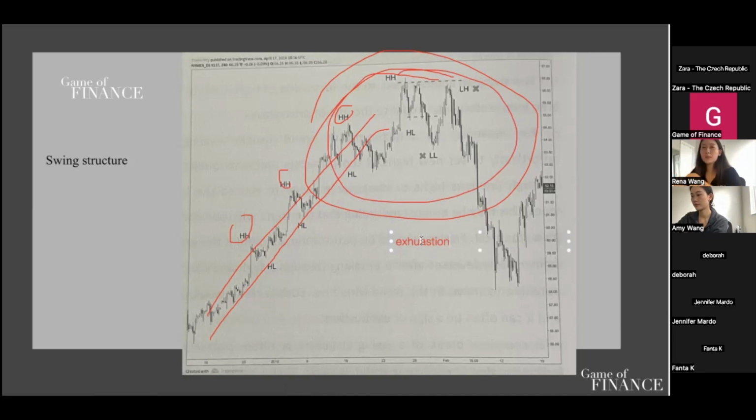So a complete break of a swing structure is often a clear sign indicating that this trend is over. This is what we call a break of the swing structure. So this is a very clear sign that the trend is over. If we see this, we can basically start selling and making money when selling.